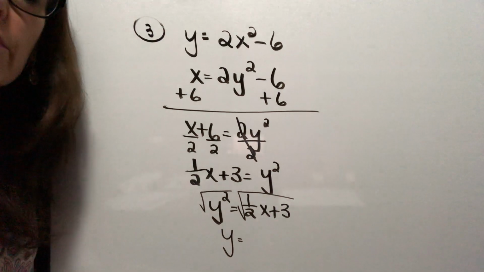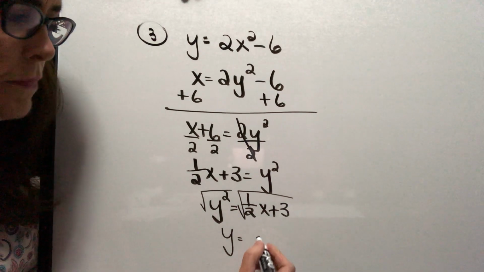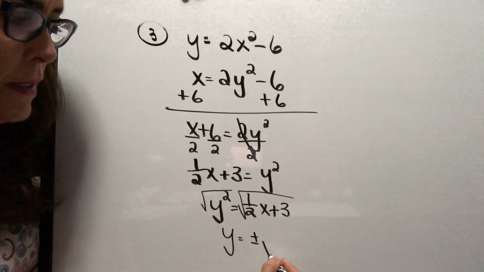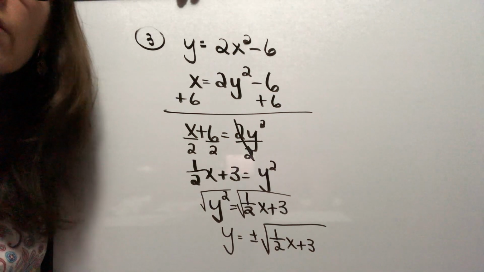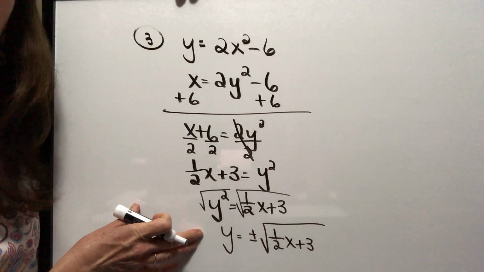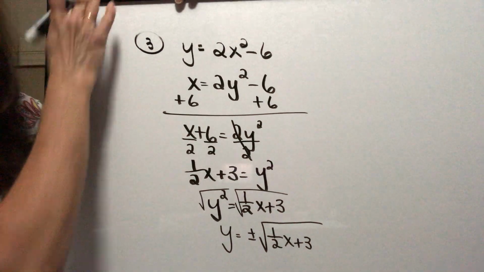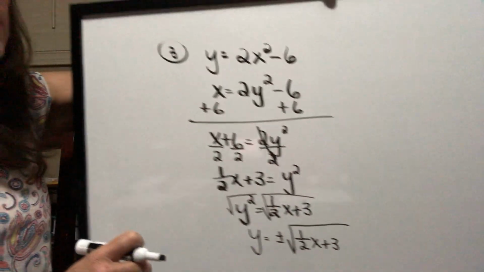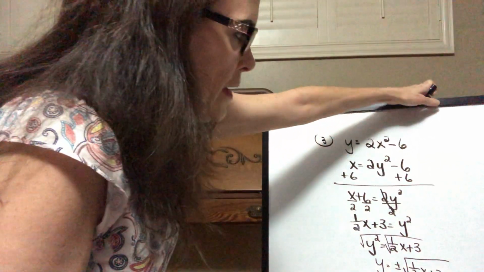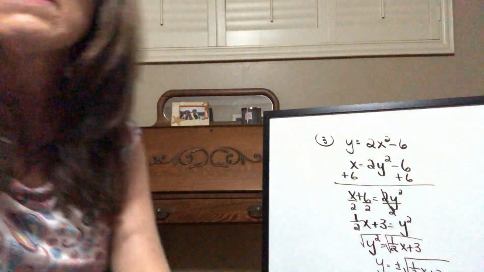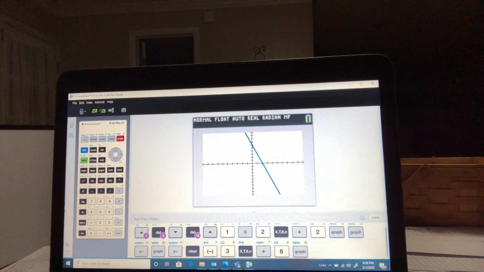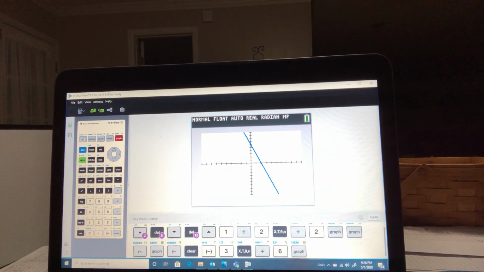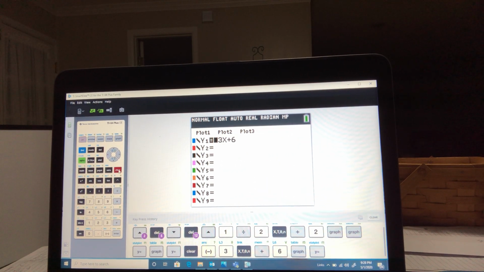Now keep in mind from earlier this year that if you take the square root, you must include plus or minus. So it would be plus or minus the square root of 1/2 x plus 3. Okay, so this would be the inverse, and then I would need to look at the graph to determine if it's a function. So I will set this down and go back over to the calculator. Okay, so I will erase what I had before.